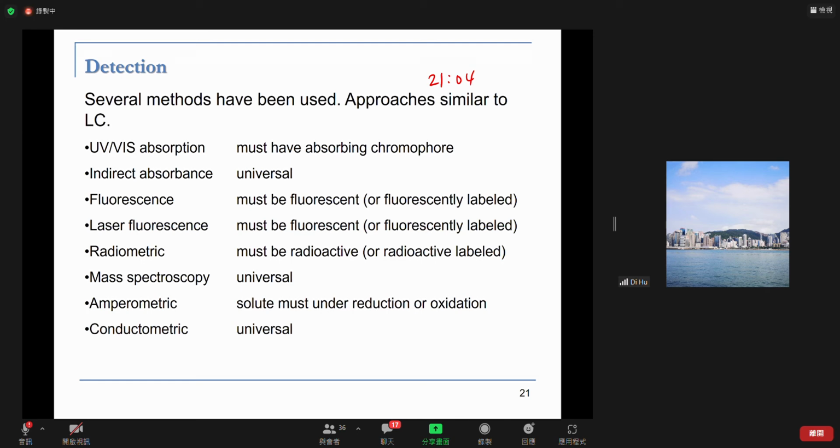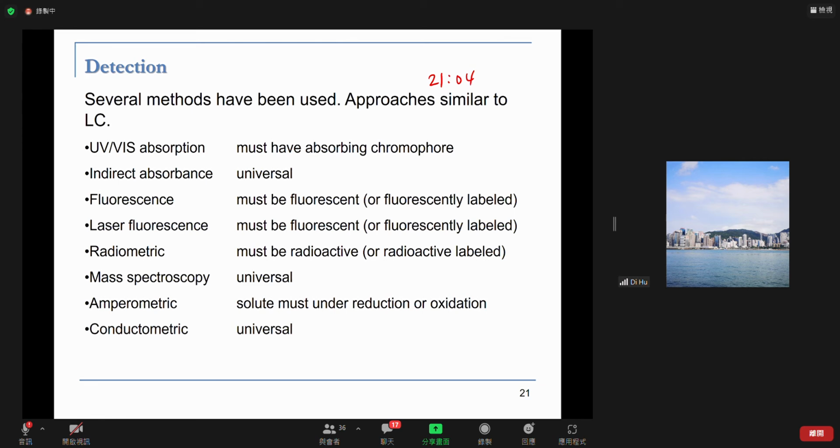We say that if it does not have a chromophore, we can make the background, so the medium has UV visible absorption. Then for those compounds that are not absorbing, you have the dent, right? It has the negative peak. And then we just switch the polarity and it should be fine.